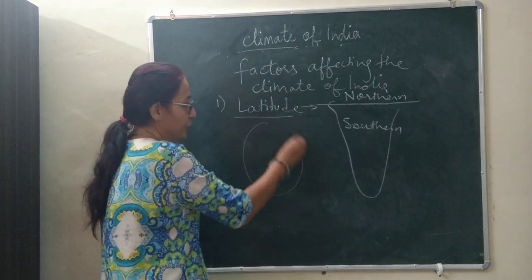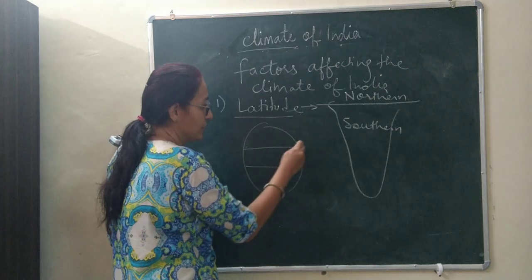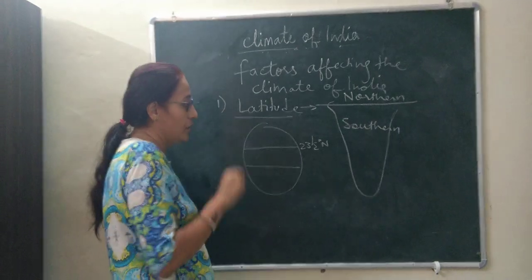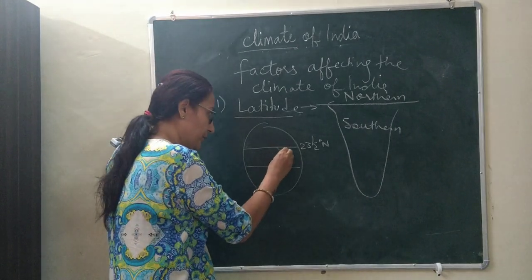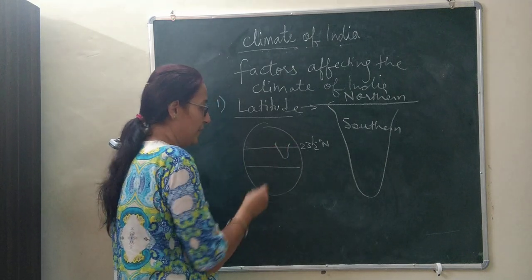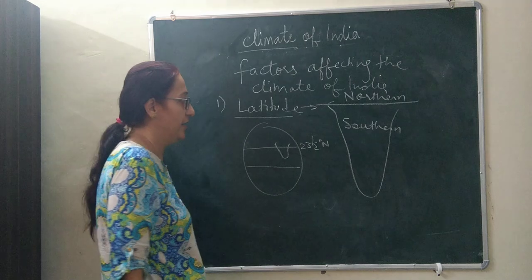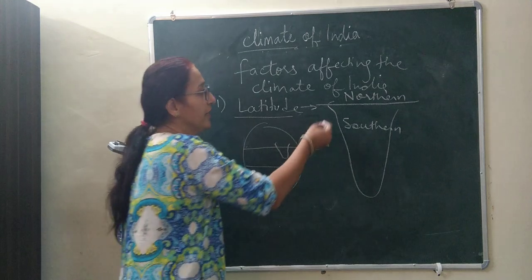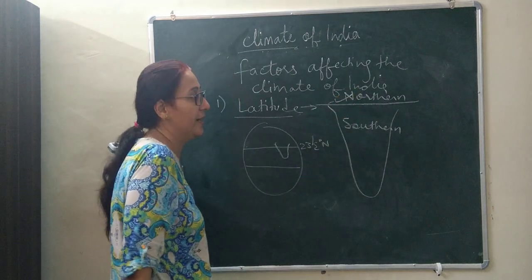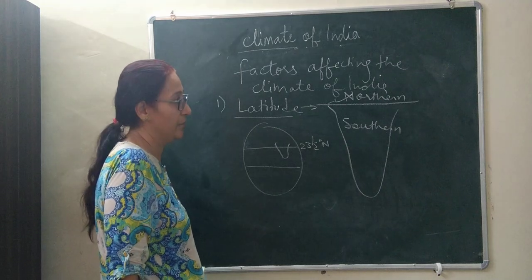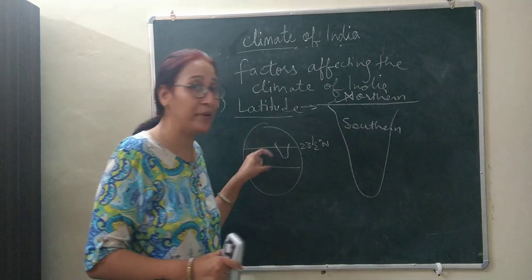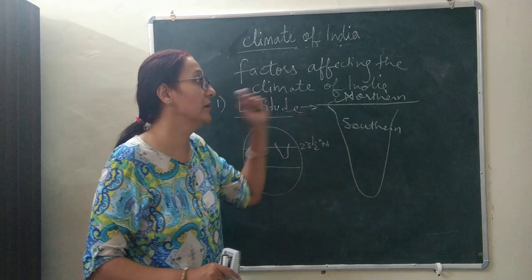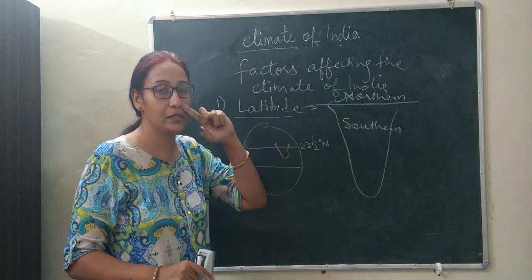And as per heat zone, if we observe, this is 23.5 degree north, or Tropic of Cancer, that divides India in two parts. So here is India, and the Tropic of Cancer divides India in two halves, northern and southern India. Northern India lies in the temperate belt and southern India lies in the tropical belt. And you all know that temperate conditions means moderate, neither hot nor cool. And see here, as per heat zone, northern India lies in the temperate belt.